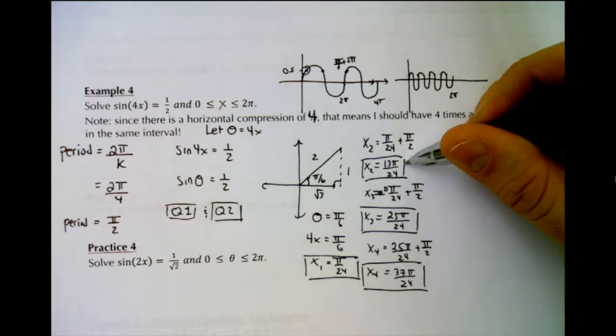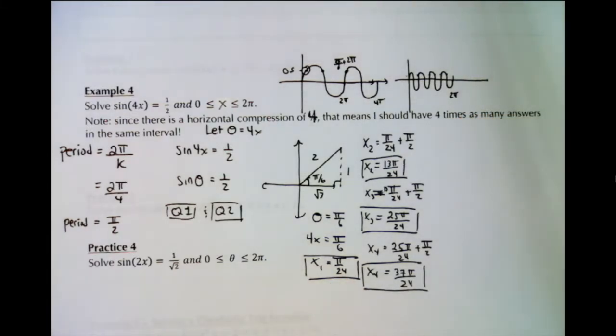And we keep getting answers every pi over 2, so we just keep adding the period until we get an angle that's outside the domain. We don't count that angle, and we finish with all the angles that fit in that domain. Those are all the quadrant 1 angles that fit the domain. Let's look at the quadrant 2 angles.